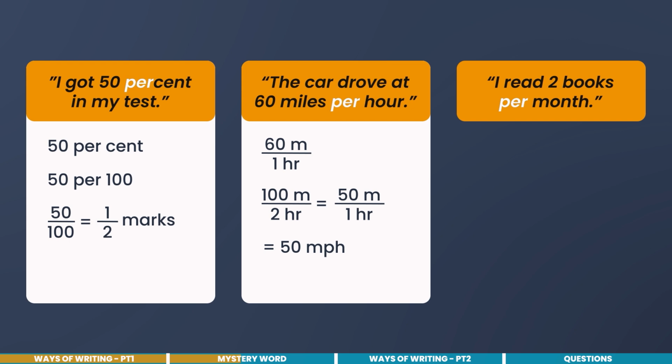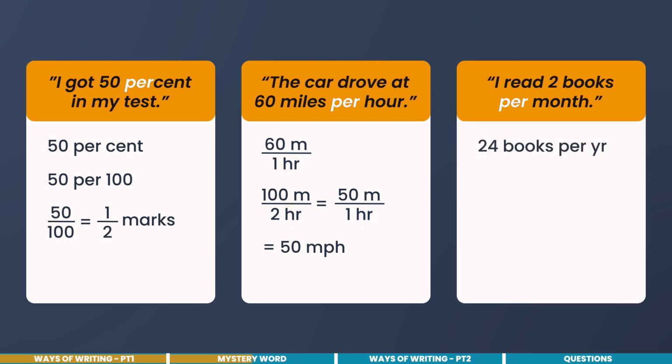Incidentally, if the unit on the bottom is a measure of time, like hours or seconds, this ratio is also known as a rate. But more of that in another video. And finally, if somebody reads 24 books in 1 year, then the amount of books they read per month is 24 books divided by 12 months. So books on the top, months on the bottom, which simplifies to 2 books per 1 month.